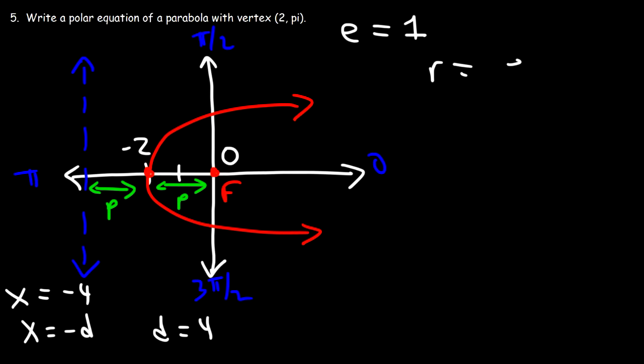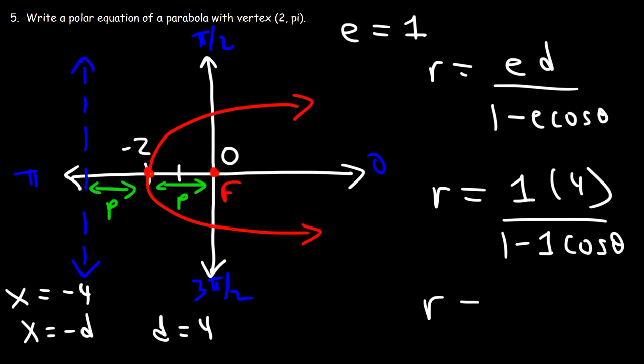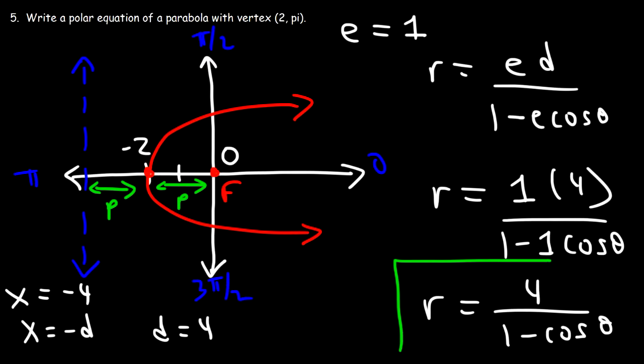And so we have this particular polar equation, ed over 1 minus e cosine theta, since it opens towards the right. So e is 1, d is 4. So the answer is going to be r equals 4 over 1 minus cosine theta. So that's the polar equation for this particular parabola.